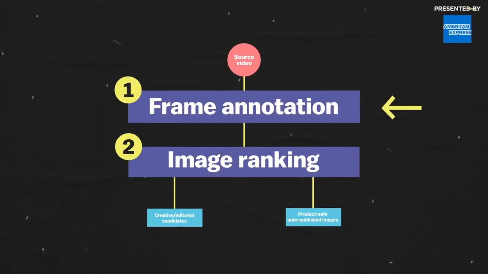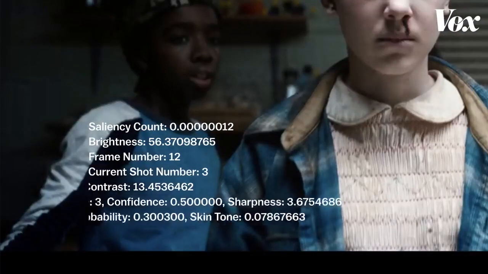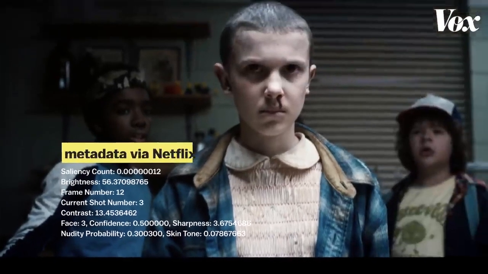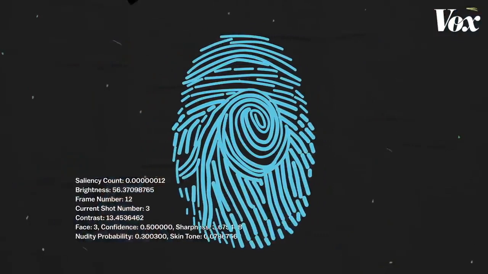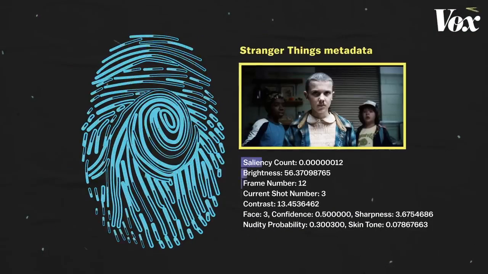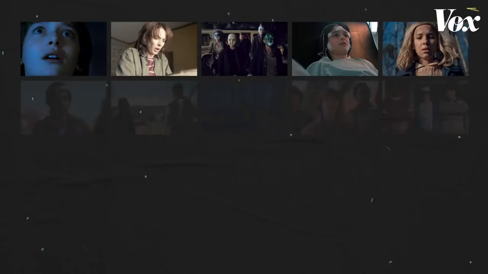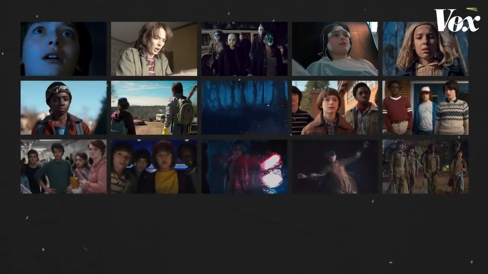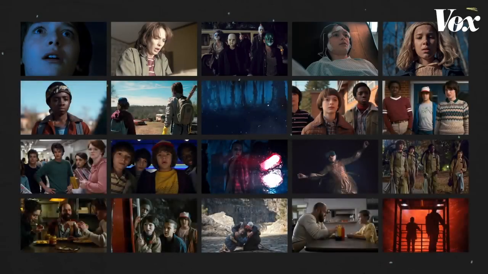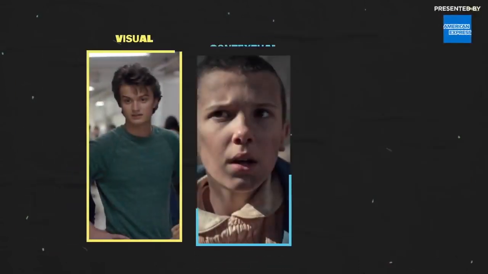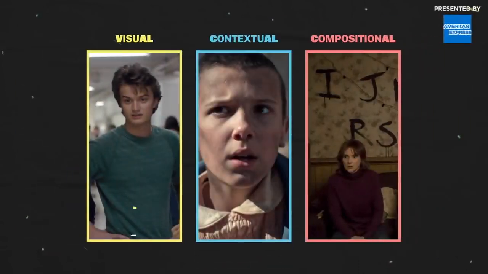The process can be broken down into two basic steps. First is frame annotation. A program analyzes every static frame of a video, and image recognition algorithms use information gleaned from each shot to create metadata. The metadata is like an electronic fingerprint, identifying characteristics unique to each video frame. All of this helps build a database of information that makes it easier to pick out the best images for thumbnails later.